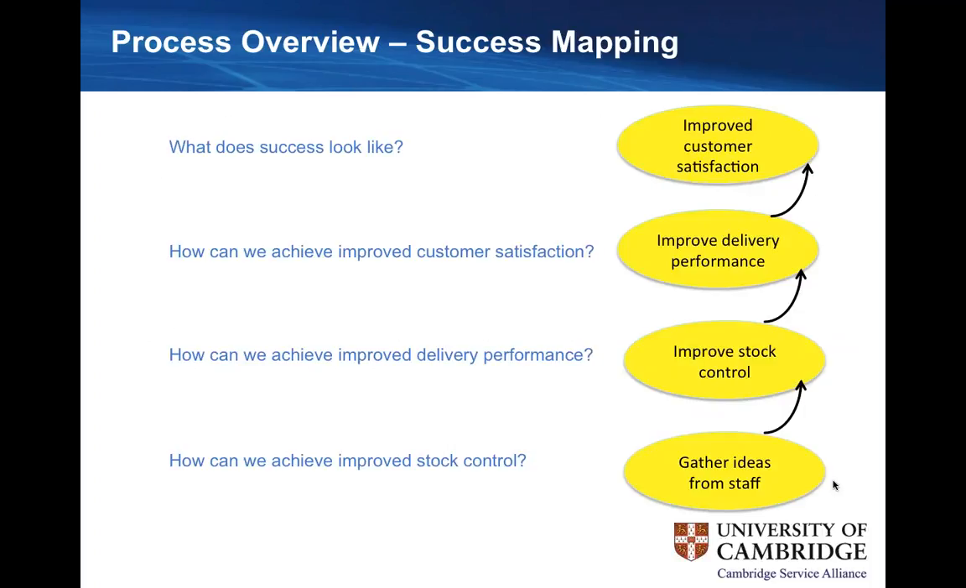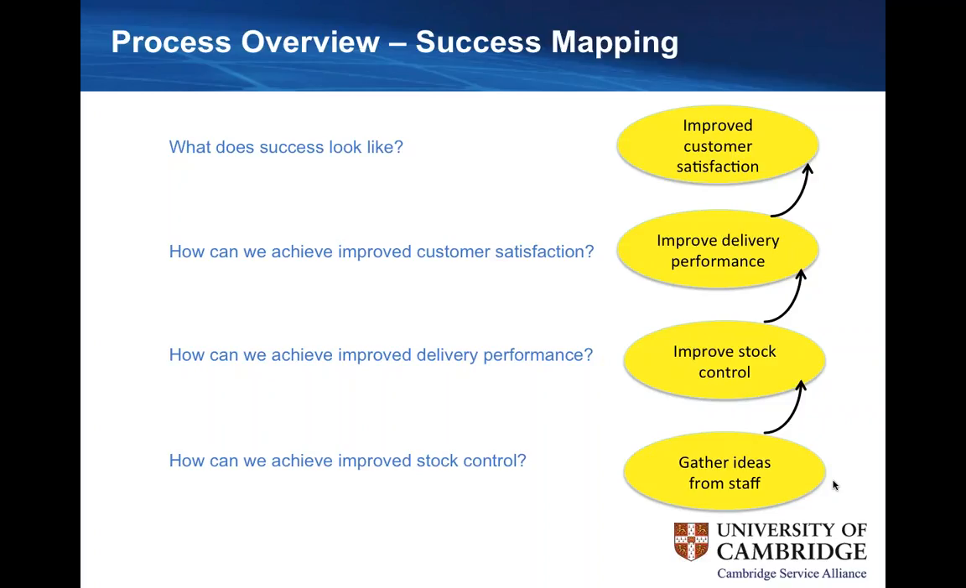So just a simple illustration, and then I'll show a slightly more complicated version. A simple illustration of what a success map does. If you start at the top of this page, what I might say is I'm trying to improve customer satisfaction through a particular contract. So then you say, well, how are you doing that? And the way that I'm doing that is by improving delivery performance. And so then you say, well, how are you improving delivery performance? And the way you're doing that is improving stock control. And then you say, well, how are we improving stock control? Well, the way we're doing that is gathering ideas from staff.